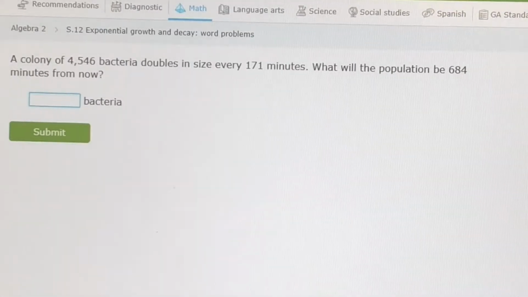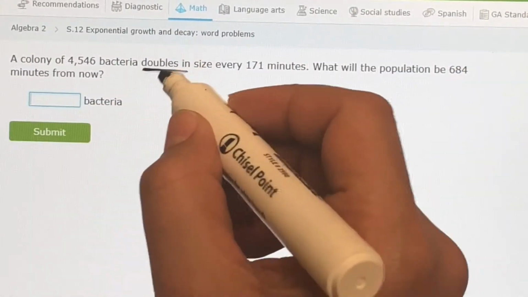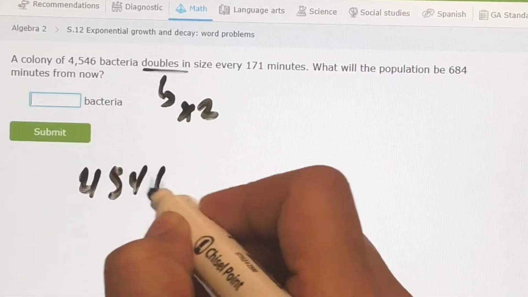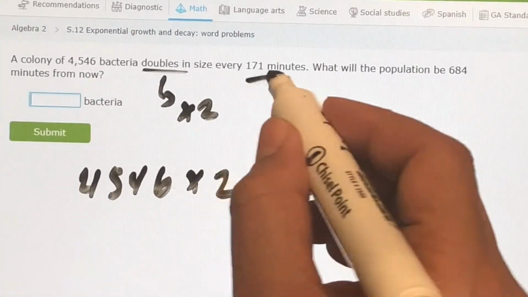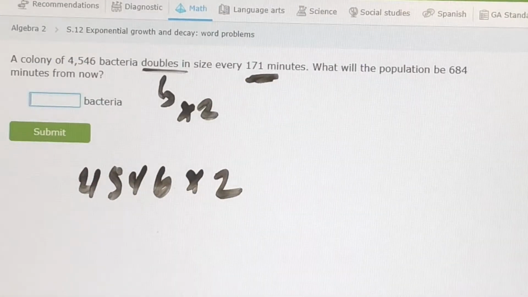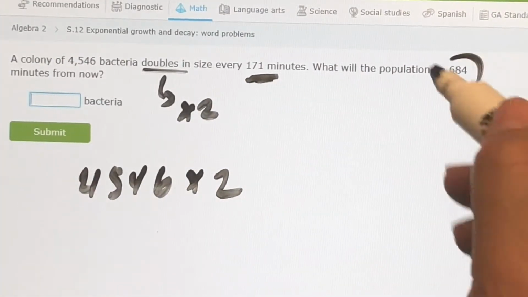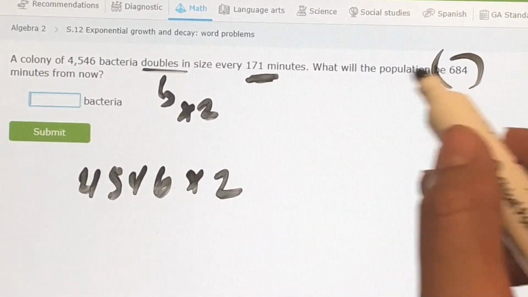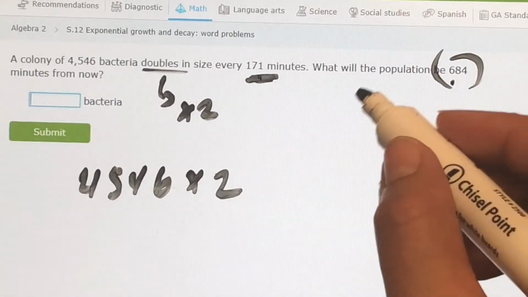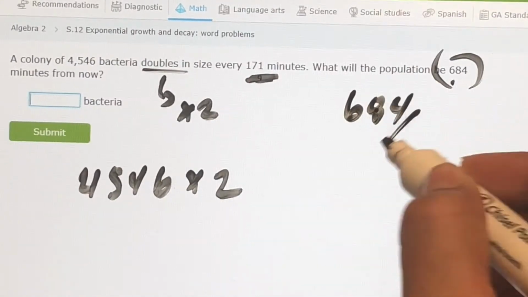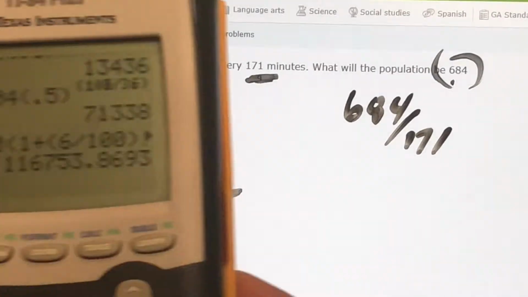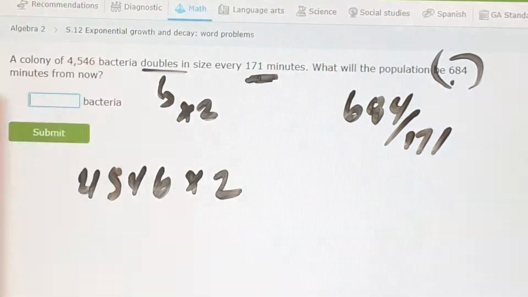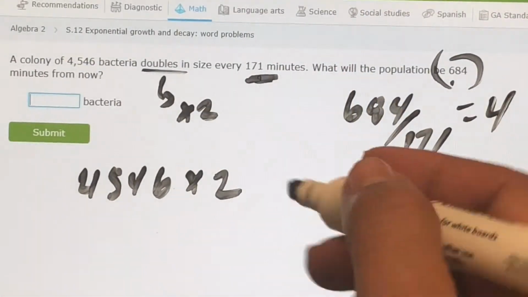A colony doubles. Remember, what does doubles mean? Multiply by 2. You start off with 4546, and you're multiplying it by 2 every 171 minutes. What is the population after 684 minutes? I need to know how many times I'm going to double it. How many times does 171 go into 684? 684 divided by 171. It's going to happen 4 times, so I'm going to double it 4 times.